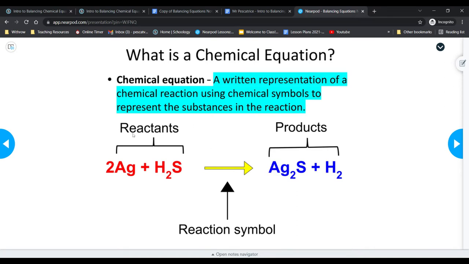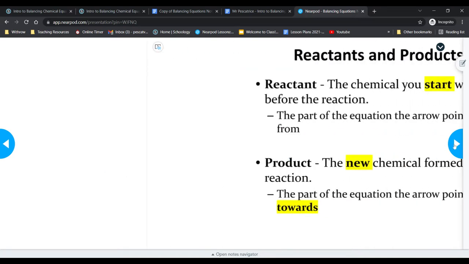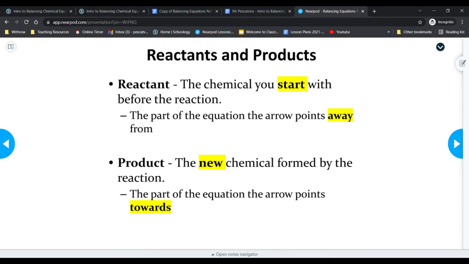So in these reactions, you have reactants and products, which you're going to get to on the next slide. Reactants are the chemicals you start with before the reaction. So it's the stuff you mix together in order to create something new. The part of the equation that the arrow points away from are the reactants, and that's key. Sometimes the arrow points in different directions. The majority of the time, I'm going to tell you it's going to be on the right, but there are some times where it's on the left. But I want you to understand that the products are what's produced, and that's where the arrow points to. It's the new chemical that's formed in this reaction.